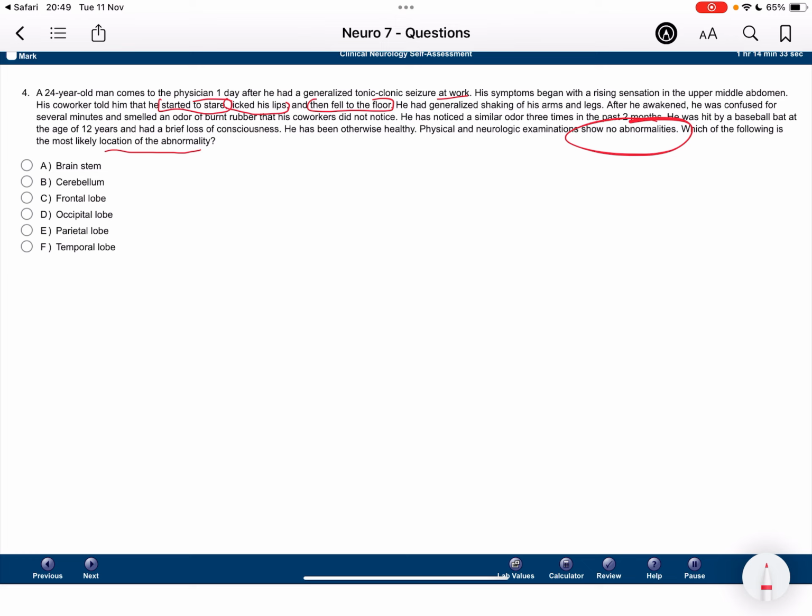He had generalized shaking of his arms and legs. After awakening, he was confused for several minutes. Now I could understand, this patient obviously has a confirmed seizure. And now he also mentions a burnt rubber smell. It is nothing but an olfactory symptom. It indicates that the patient has a temporal lobe seizure. Obviously, we will also see why the other options are not right.